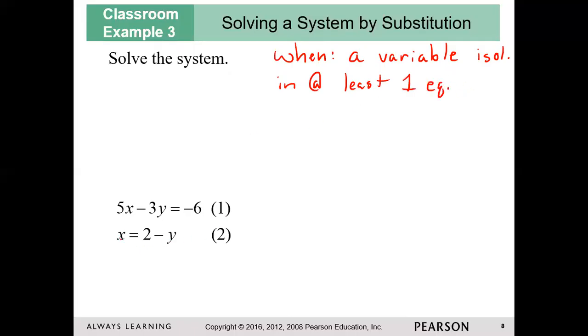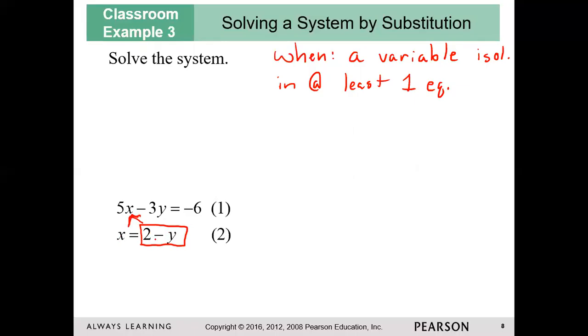So we have that here. We have a variable, this x. Doesn't matter whether it's x or y, as long as you have a variable isolated in at least one of the equations, we can use substitution. Okay, so this x is the variable that is isolated. So we say that x is equal to this 2 minus y, so it's also going to be equal to that 2 minus y in the other equation, okay?